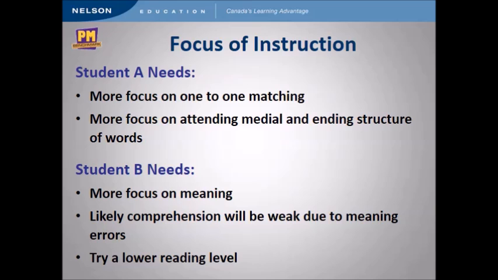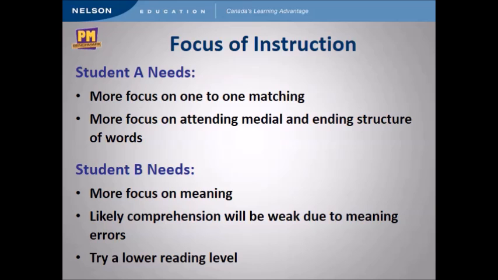So for this student, I would likely try a lower reading level, because their inability to accurately decode those words was really affecting meaning. So you can see that even though these two students had the same number of errors, they would have scored exactly the same in terms of the kind of text they needed. When I started to take a look at their errors and then to look at their comprehension and retelling, I'll see that they need very different instruction.